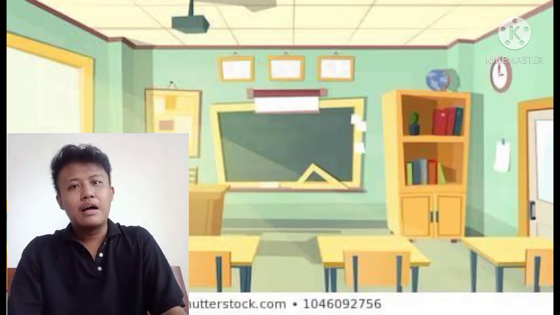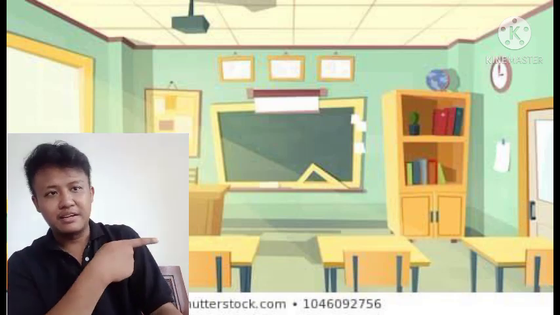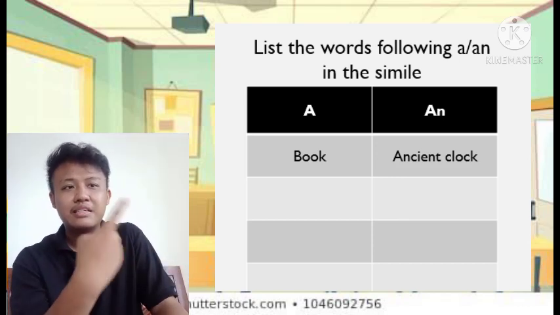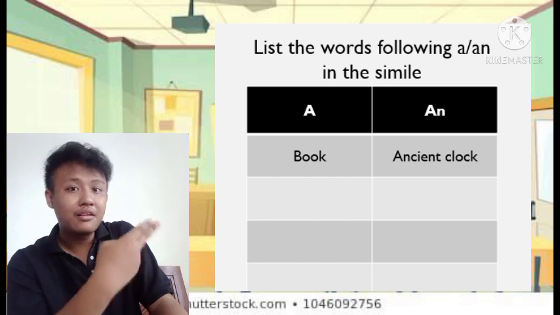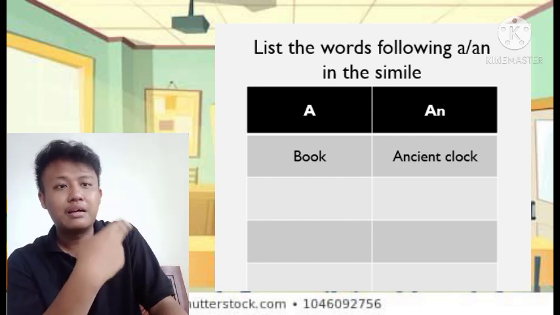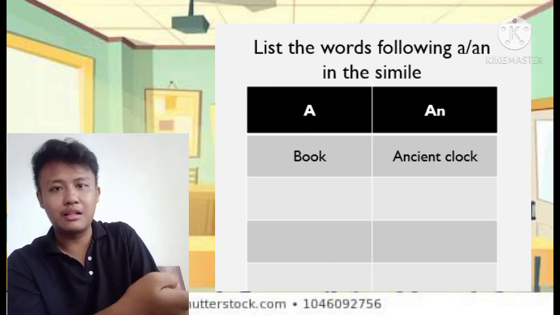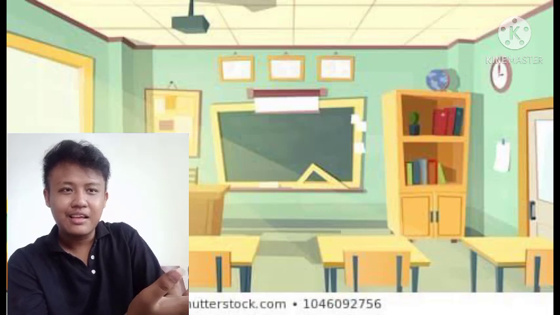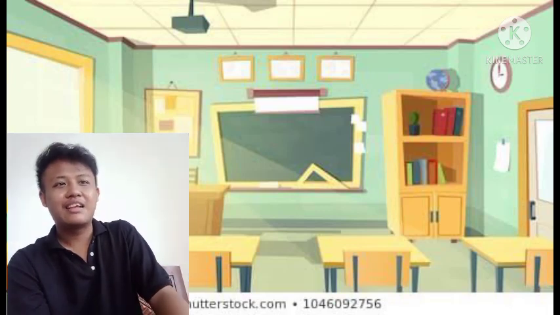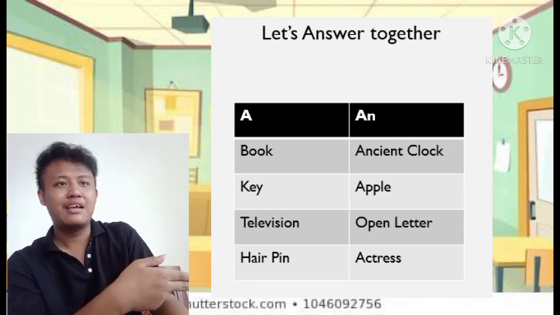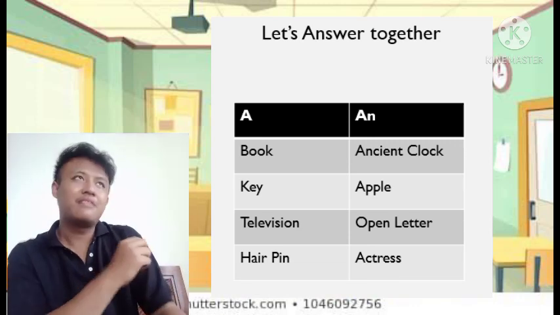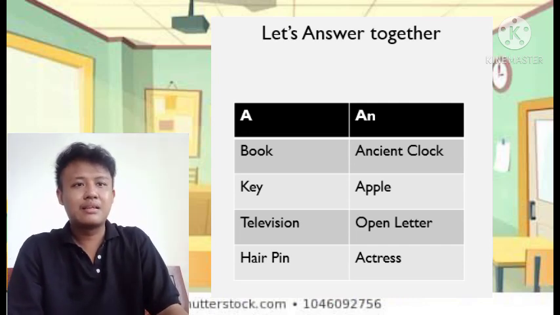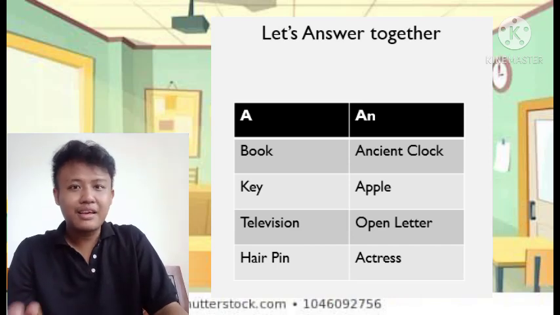Now, I want you to look at the picture over here. I want you to complete these following words using a or an. I already provided an example for you, like a book and an ancient clock. Now you can do the rest. Have you done it? If you've done it, okay, let's take a look. This is my answer. I know that we probably have different answers, but as long as your answer is true, that's okay.